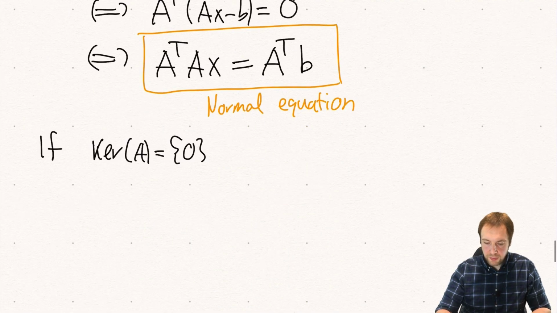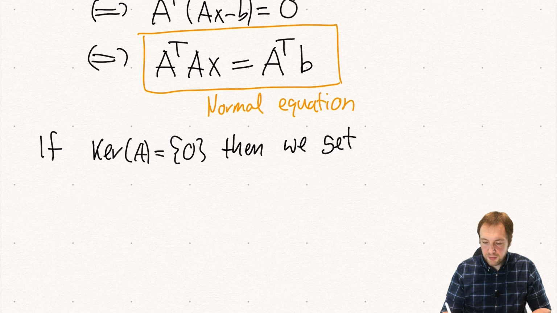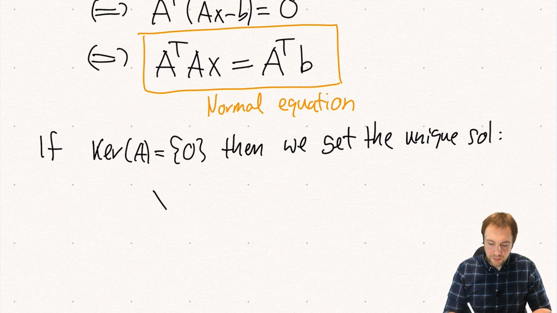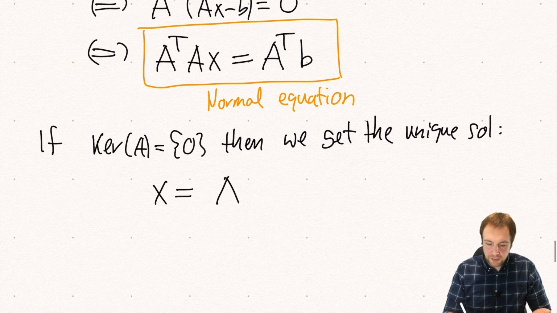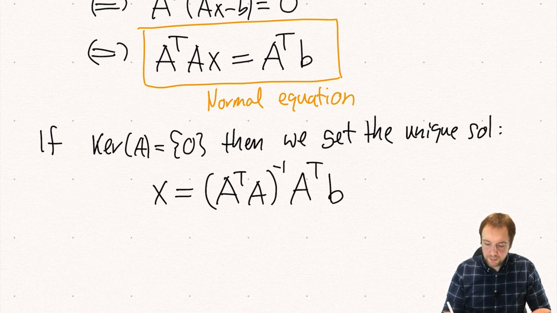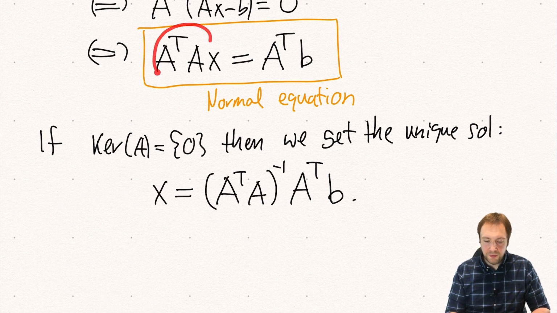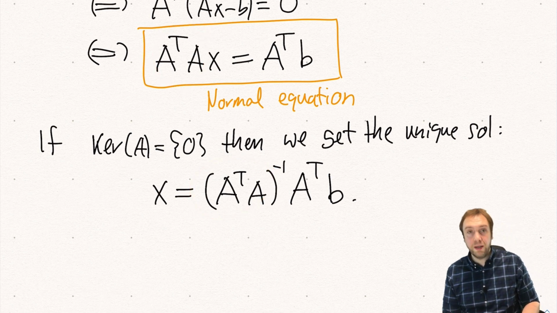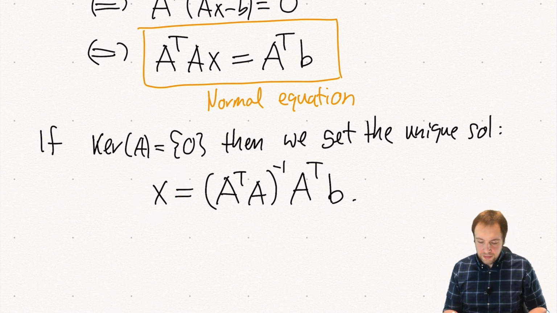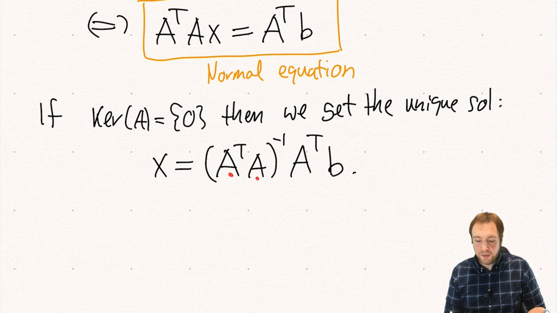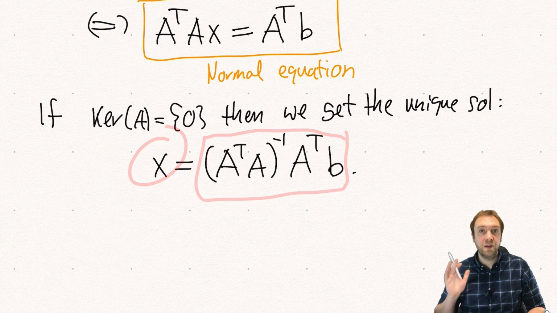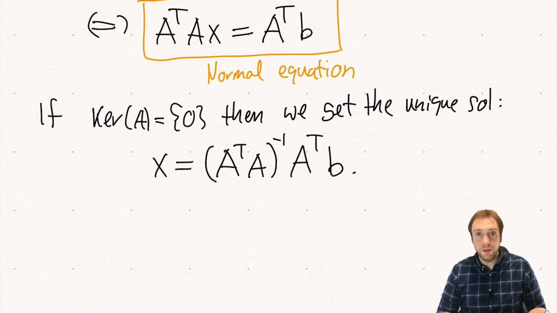So then we get the unique solution. The best possible x is given by A transpose A inverse times A transpose b. Because if this here is invertible, I can take the inverse and multiply it on both sides, and then on the left I just have x. So therefore, given a matrix A and a vector b, I can calculate this expression here, and I will get the best possible solution for my linear system.